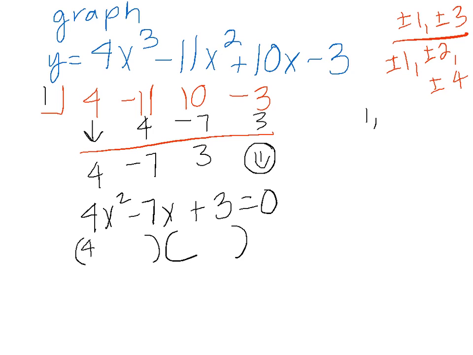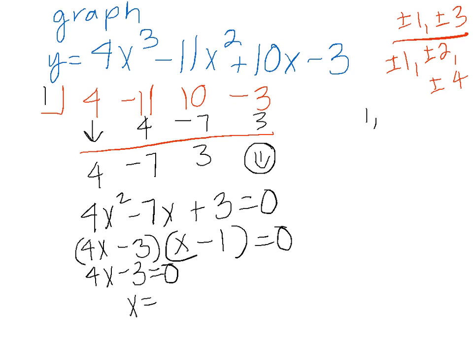I am going to try 4x and x, and let's see, maybe try -3 and -1. Let's double check if I did inside outside. -4x minus 3x is -7x, which works. So I can set these both equal to 0. So I get x is 3/4, and here I get x is 1. So my zeros are 1, 1, and 3/4.